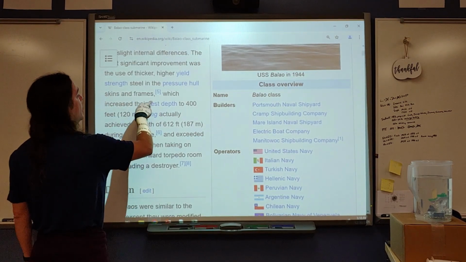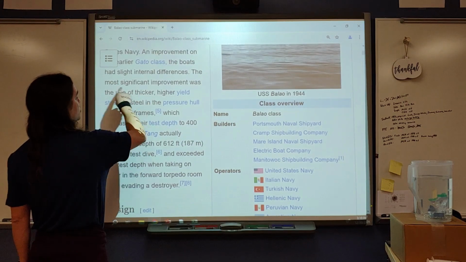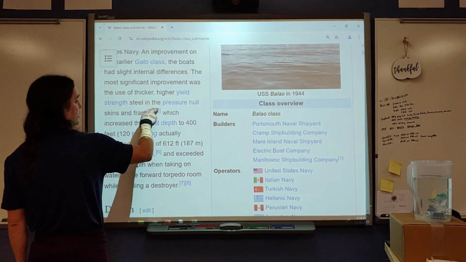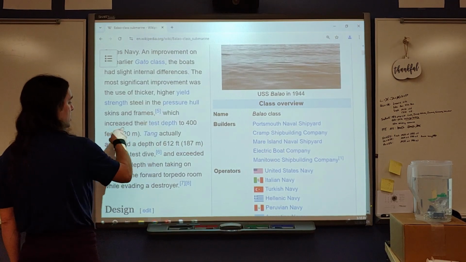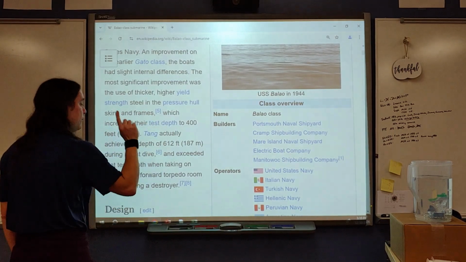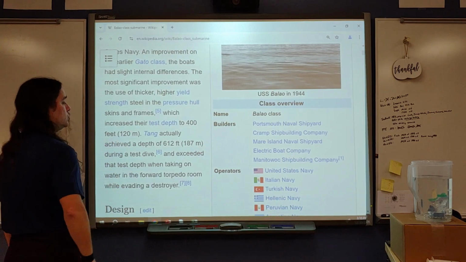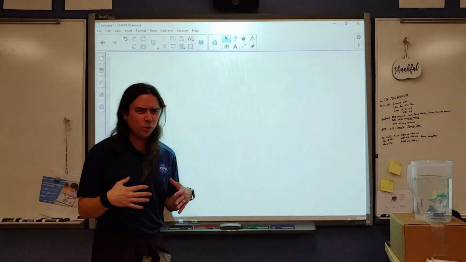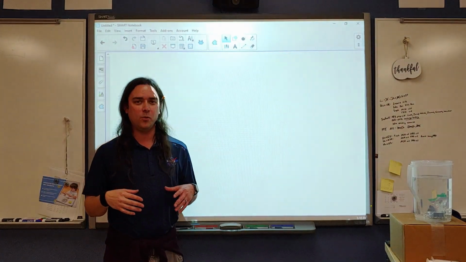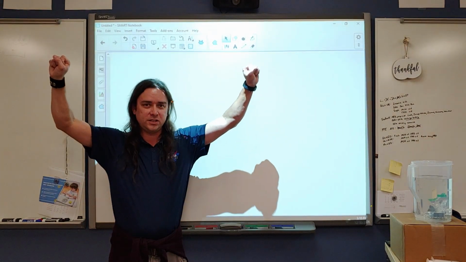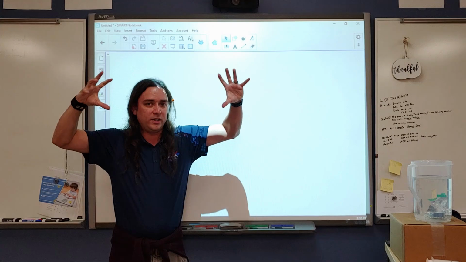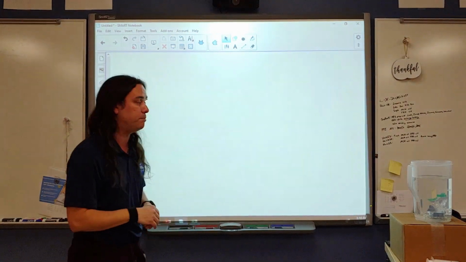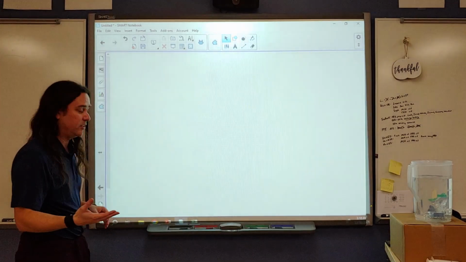In particular, the class was a significant improvement, in that they used thicker, higher yield strength steel in the pressure hull skins and frames, which increased their test depth to 400 feet or 120 meters. So that's the main thing that I wanted to bring up on this. There are some old war movies that I've seen where they put a string across in the submarine, and as it went down to deeper and deeper depths, as it got squeezed, you'd actually see the string bow some. That's always fascinated me.